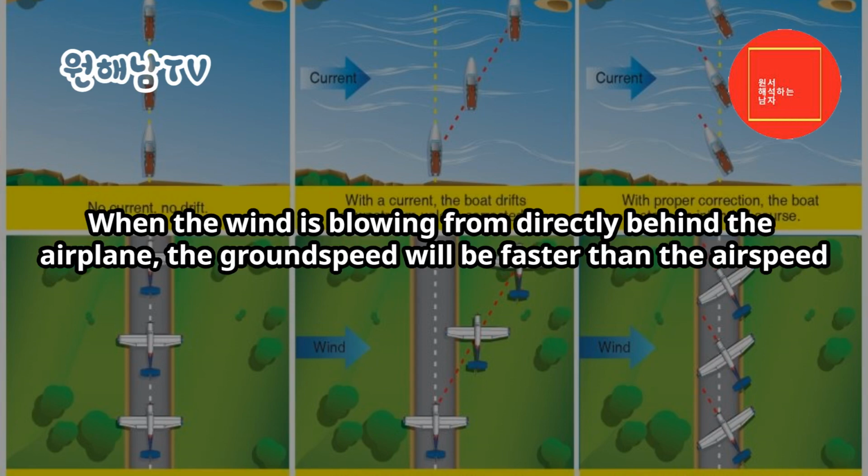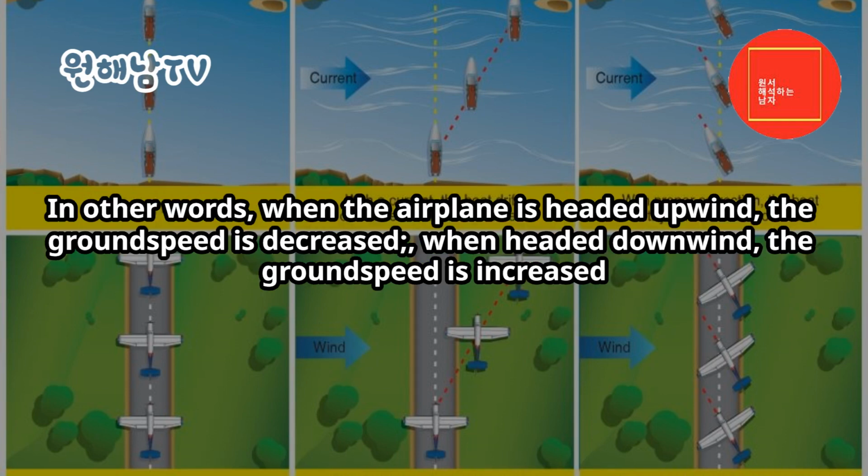When the wind is blowing from directly behind the airplane, the ground speed will be faster than the airspeed. In other words, when the airplane is headed upwind, the ground speed is decreased. When headed downwind, the ground speed is increased.